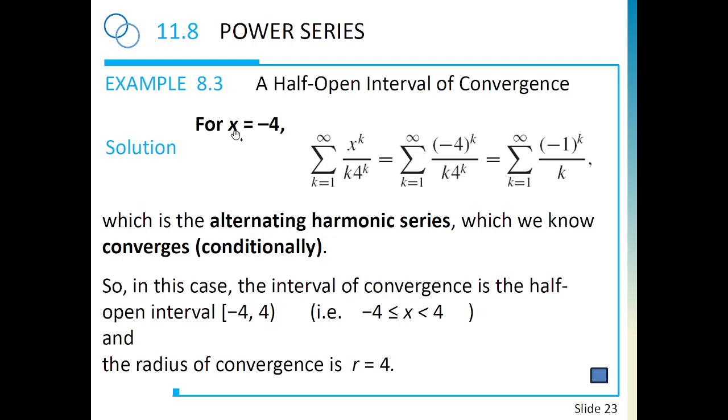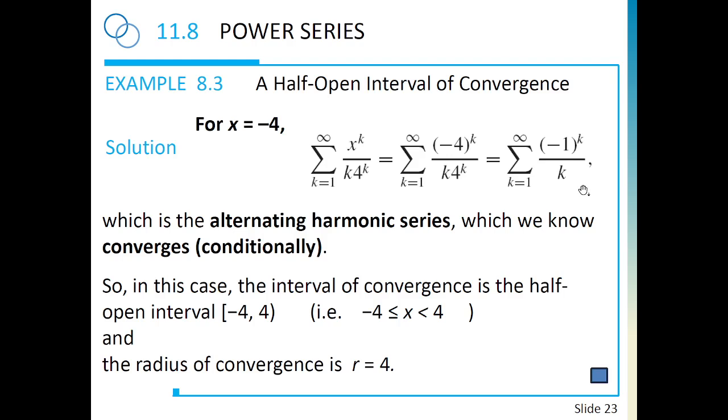At x equal minus 4, I plug in minus 4 instead of x. So I have minus 1 to power k, 4 to power k, so 4 to power k and 4 to power k will simplify. And here I have minus 1 to power k over k. So we realize that this is the alternating version of the harmonic series. And we know by the alternating series test that this series is convergent.